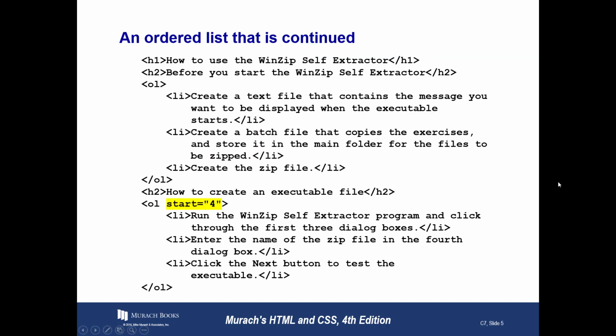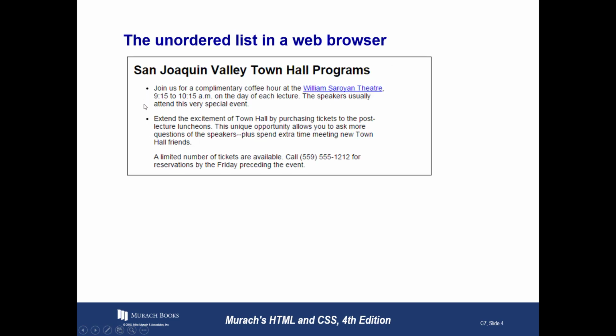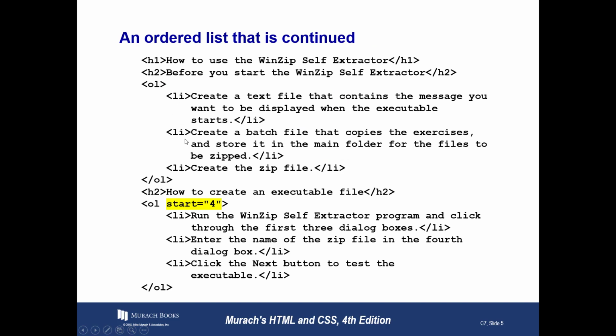Alright, so now notice they've got another, so we've got an ordered list here. Instead of having it look like this, it'll be 1, 2, 3. Then we've got another heading that says how to use Winzip Self-Extractor. And then before you start it, there's 3 things. And then how to create an executable file.